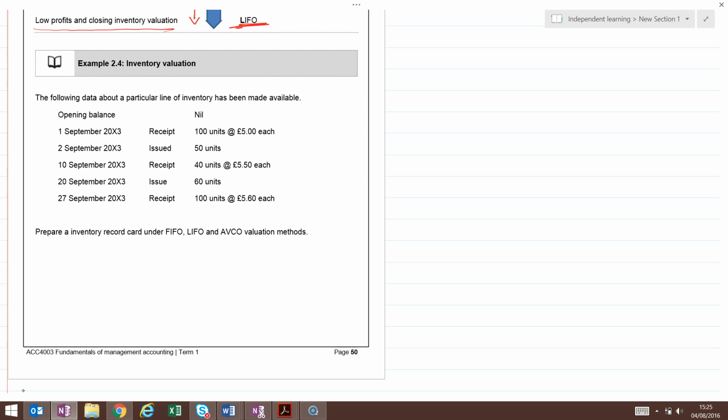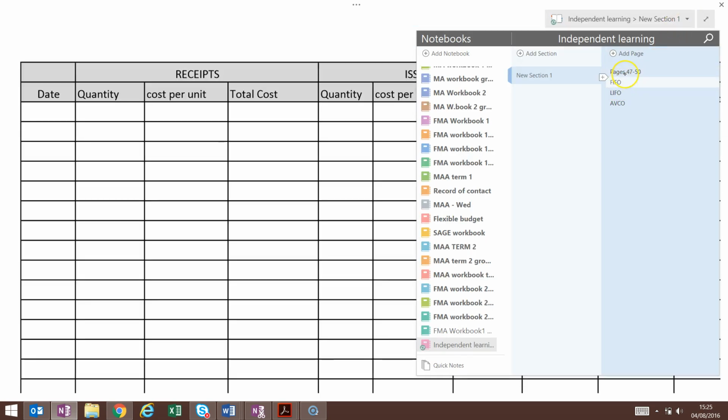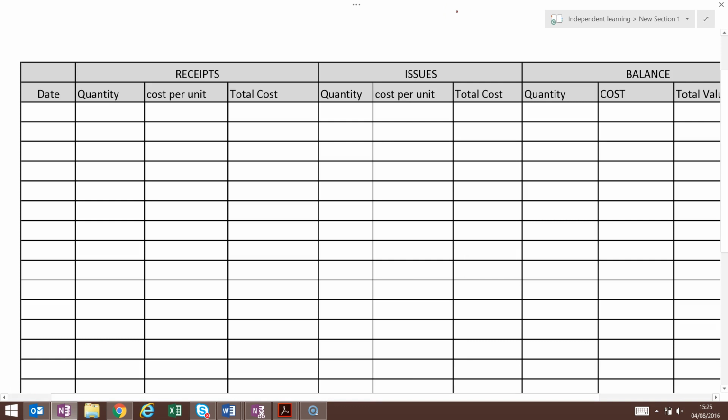So I'm going to firstly show you what a store's ledger card would look like. So we have a card here. First column is date. Then we have a section for receipts where we record the receipt of the items. We have a section for issues, which is obviously where we record each issue. And then the third section is a running balance of what we have left in stock.